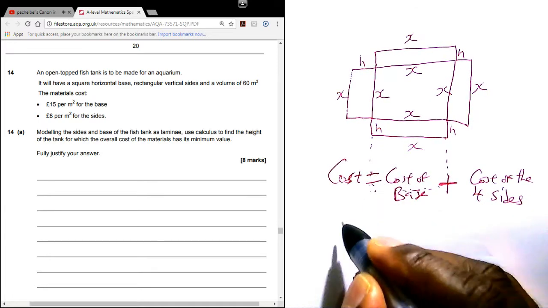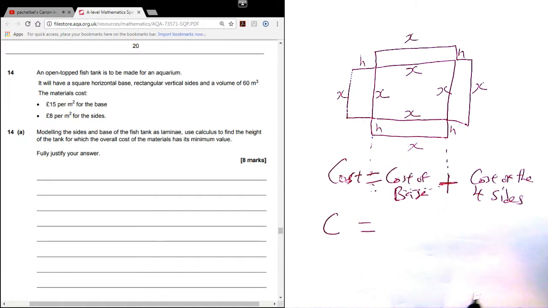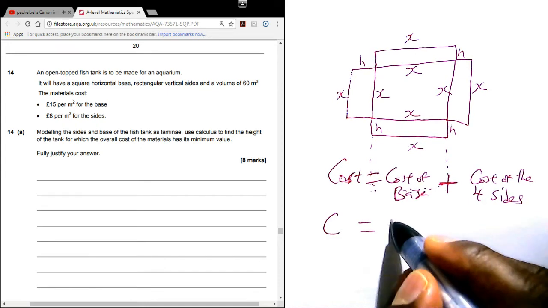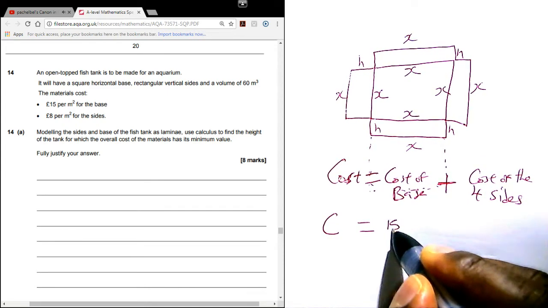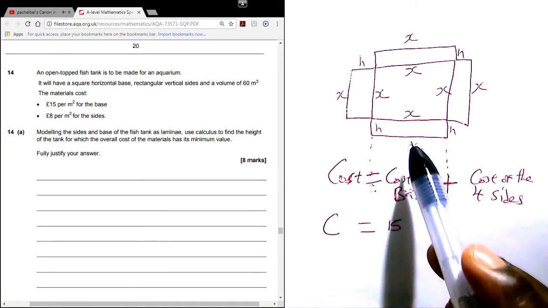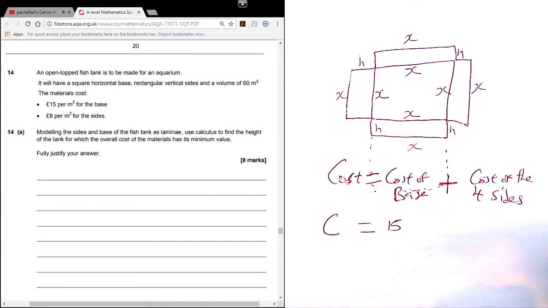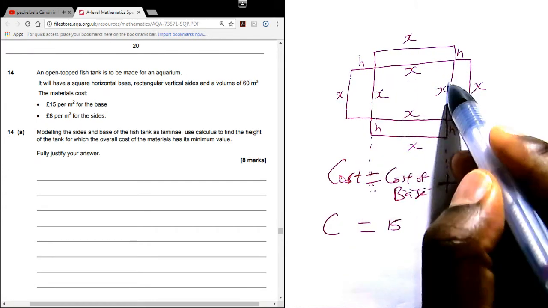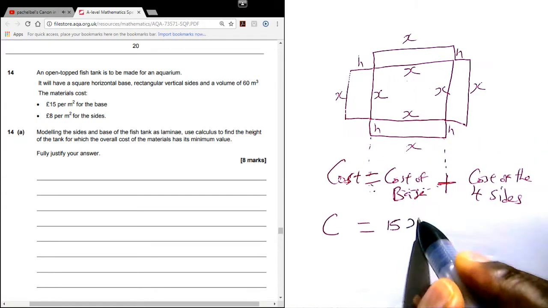So that's C, right? How do we get the cost of the base? It says that the base is £15 per meter squared, so that means £15 for each meter squared. But how many meters squared do we have? That is, what's the area of the base? The area of the base is x squared, because length times length is the area of a square. So that's 15x squared.